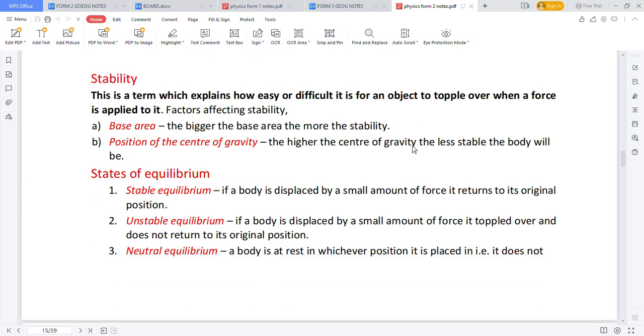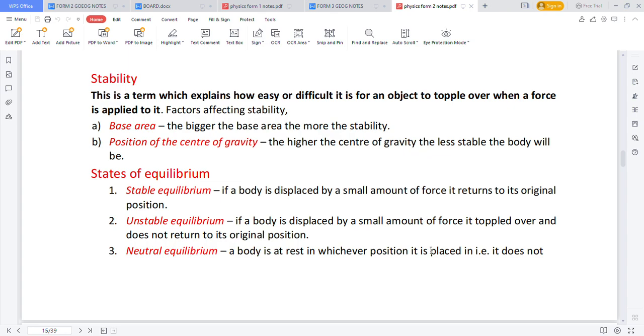Stability. What is stability? This is a term which explains how easy or difficult it is for an object to topple over when a force is applied to it. Factors affecting stability. Base area. The bigger the base area, the more the stability. Position of the center of gravity. The higher the center of gravity, the less stable the body will be.